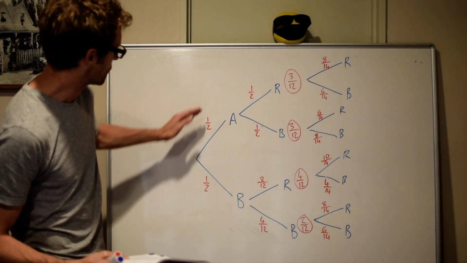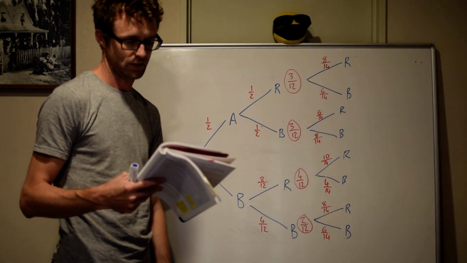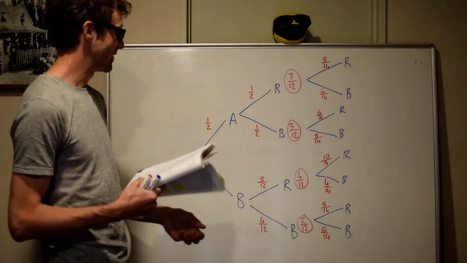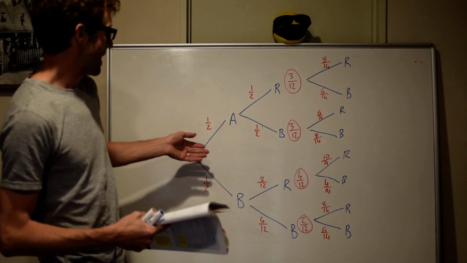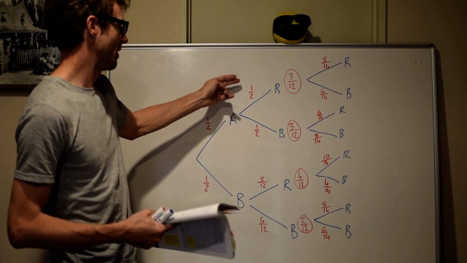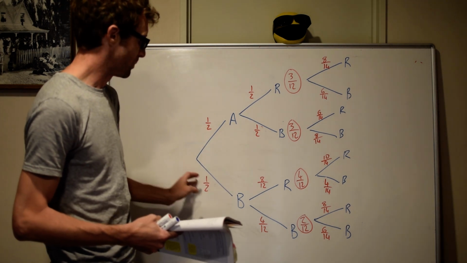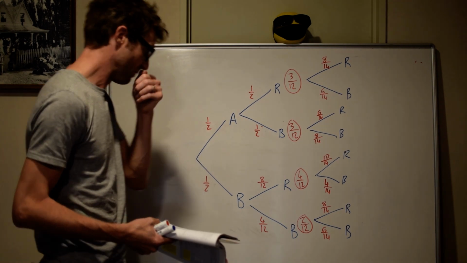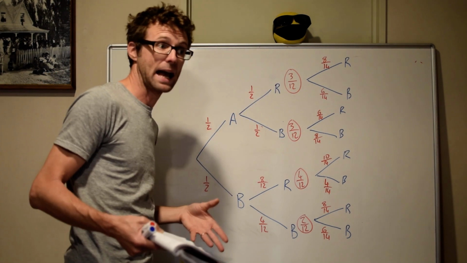So remember, we've got two identical bags containing the same number of discs. Each of them contains 12 discs. In bag A, 6 of the 12 were red, 6 of the 12 were blue. And in bag B, 8 of the 12 were red and 4 of the 12 were blue. So this first, it's a 50-50 if you pick bag A or bag B.